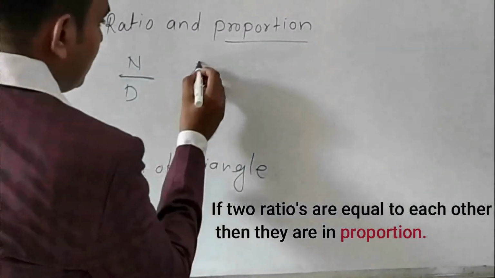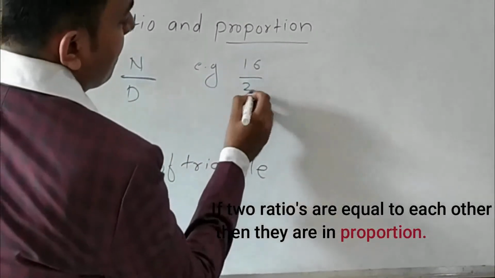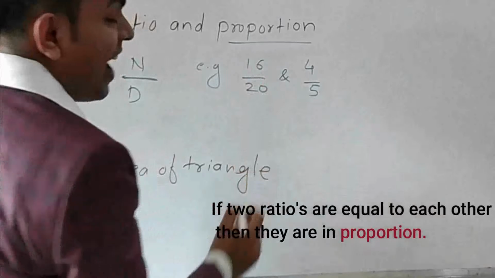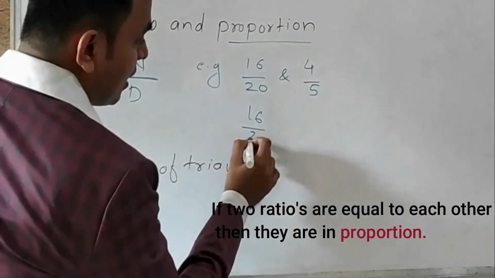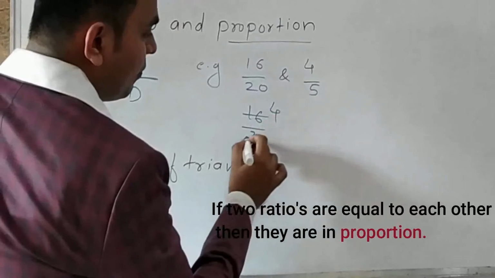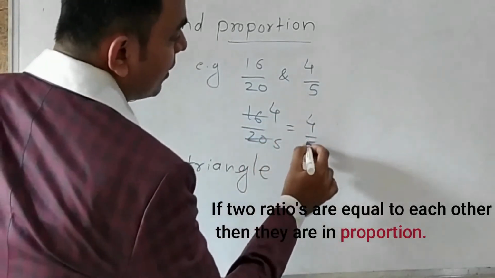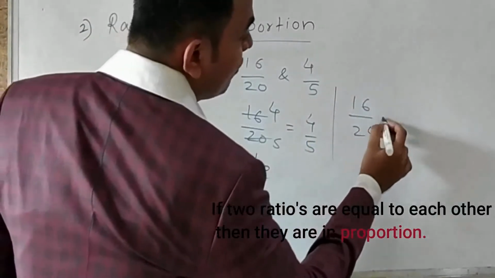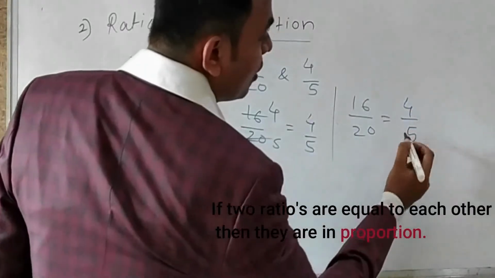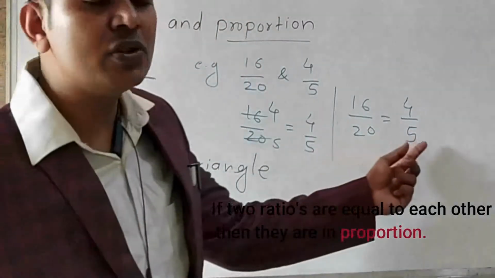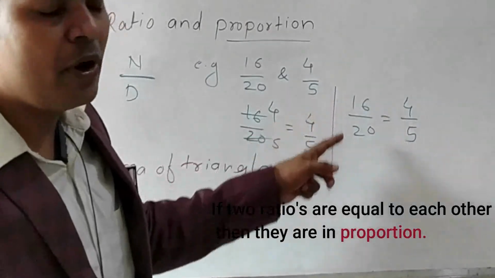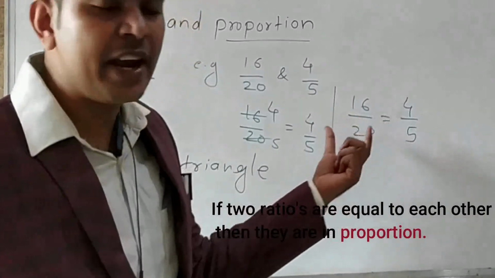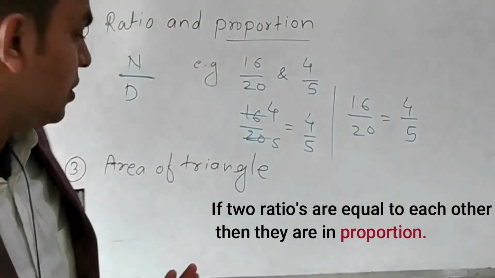For example, 16 upon 20 and 4 upon 5. If you divide 16 upon 20, what will we get? 4 fours are 16, 4 fives are 20, so we will get 4 upon 5. It means that 16 upon 20 is equal to 4 upon 5. So we can say that these two ratios are in proportion. Here 16 upon 20 is one ratio and 4 upon 5 is another ratio. If two ratios are equal, we can say that they are in proportion.